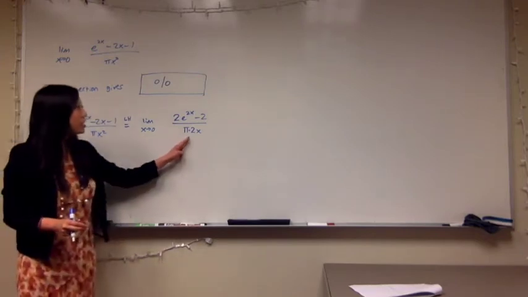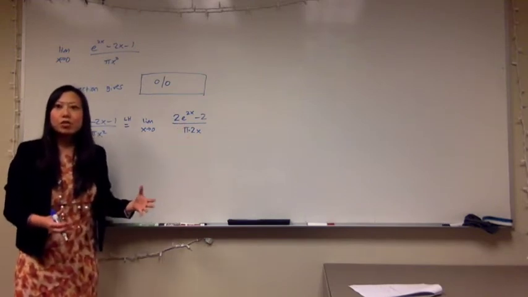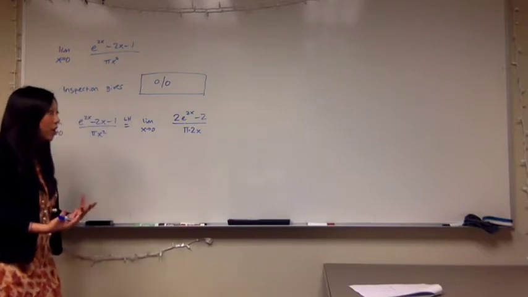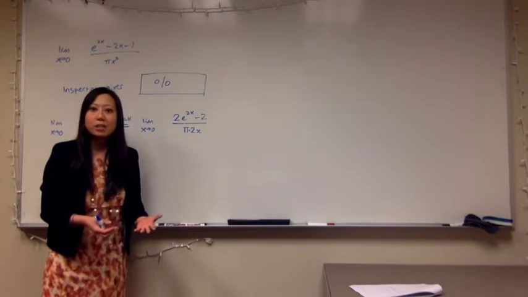So now if I try direct sub, okay, I get 0 over 0. If I get 0 over 0, well, it doesn't mean I did anything wrong. It just means we still have an indeterminate form. So if I have 0 over 0, I could go ahead and apply L'Hopital again.